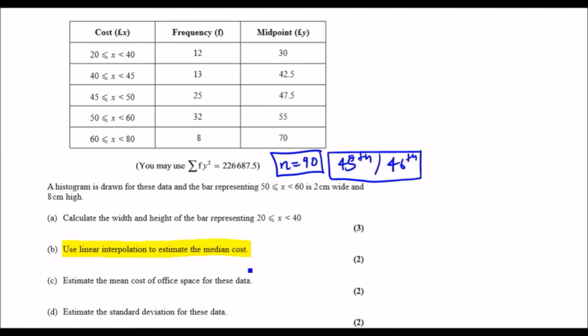So how do we do this? To use interpolation, firstly, we just draw a nice line all the way across. And first thing, I'll label the median here. Now, what do we put in all these values? Well, let's look at the table for a second.